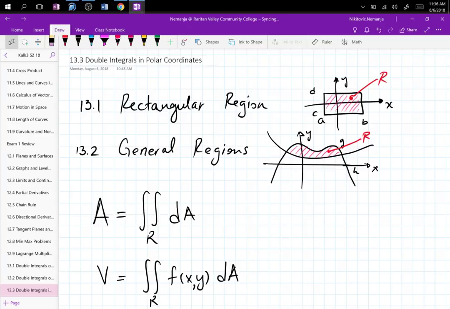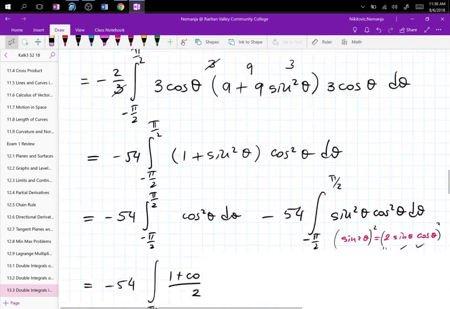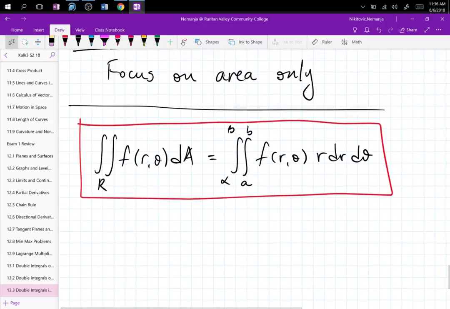Now, the wording is shifting from rectangle being a physical rectangle to rectangle meaning numbers in limits. So it's a little bit tricky, and I hope it's not going to be confusing for you to make sure that you are using the right terminology. We are going to have a polar integral over a rectangular region when these are A and B, and a polar integral over a general region where these puppies are functions.